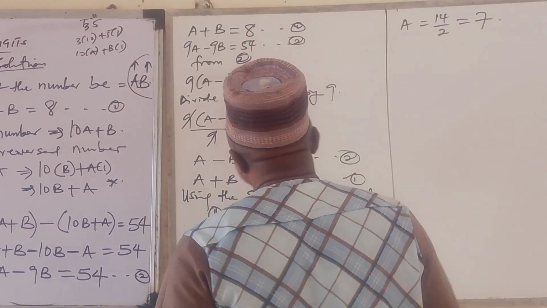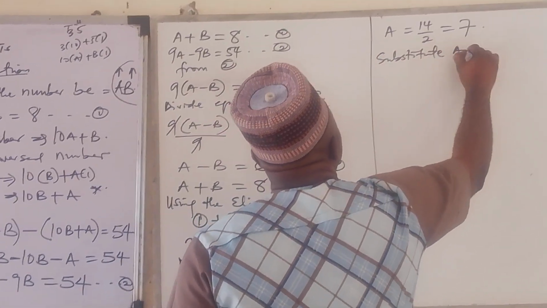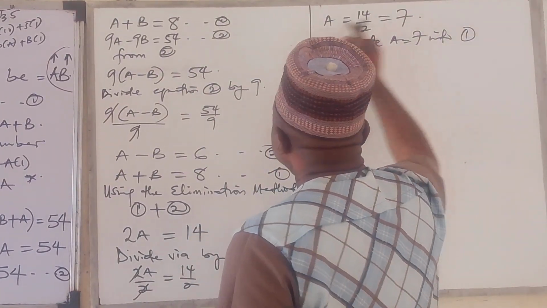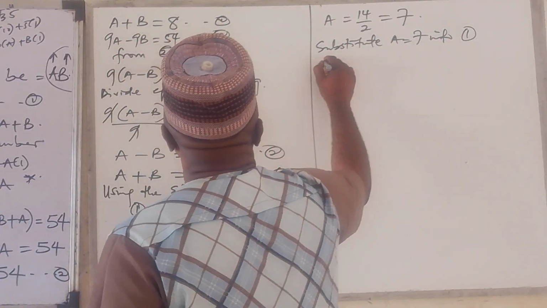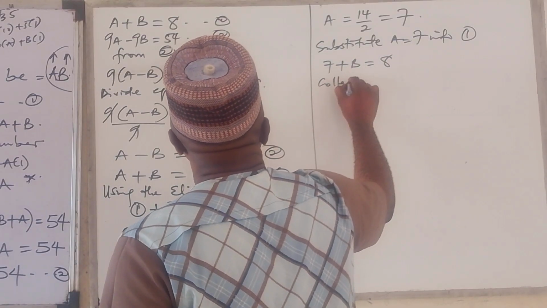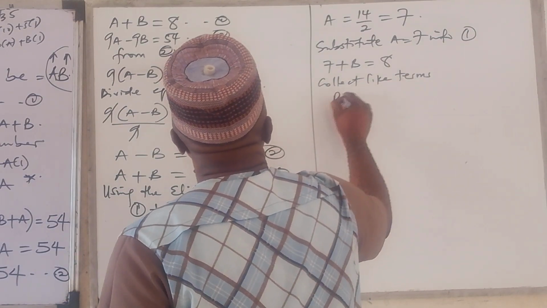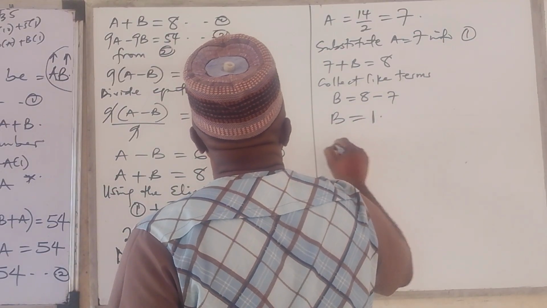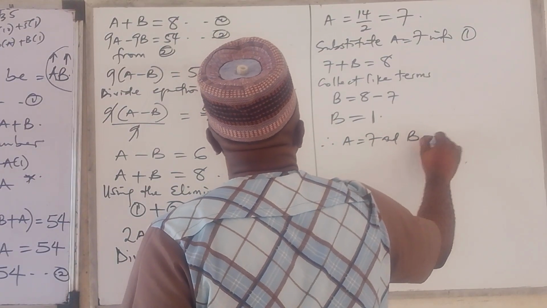So let's get the value of b. Now let's substitute a is equal to 7 into any of the equations. Now let's put it into equation 1. It means anywhere you see a in equation 1, we are putting 7 there. So equation 1 is a plus b, now 7 plus b is equal to 8. So now the next step is to collect like terms. So when you collect like terms, we have b will be equal to 8 minus 7. So the value of our b will be equal to 1. Therefore, a is equal to 7 and b is equal to 1.